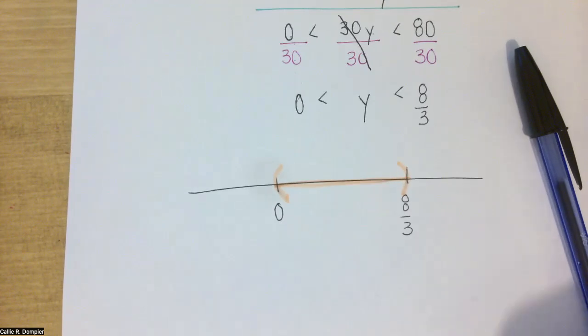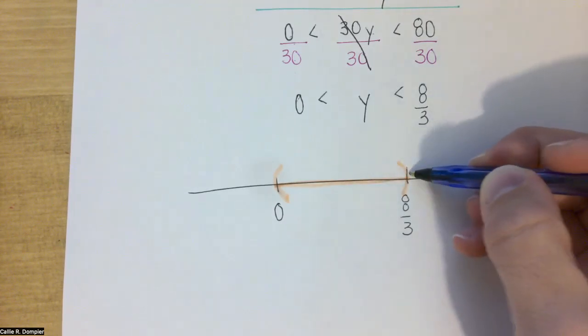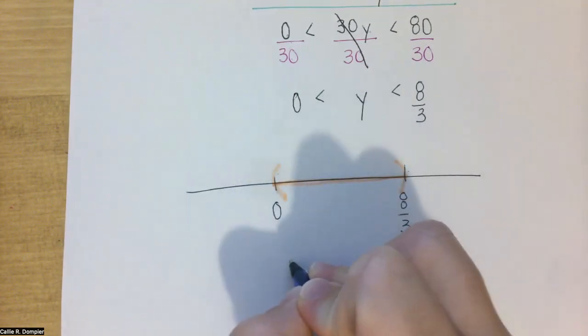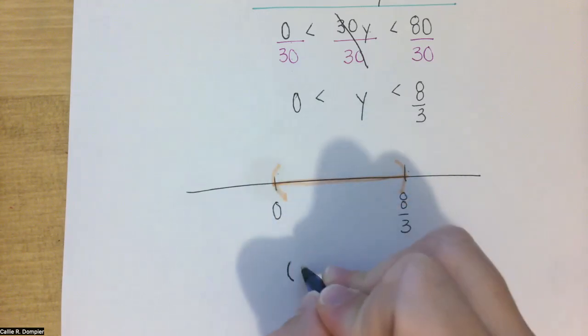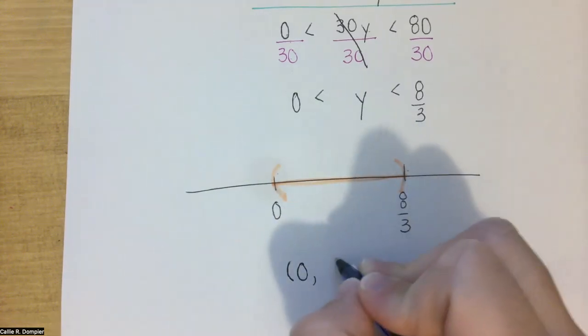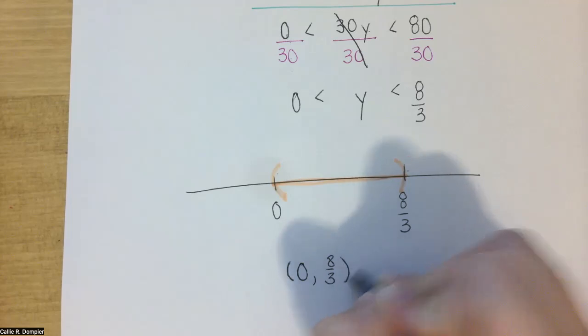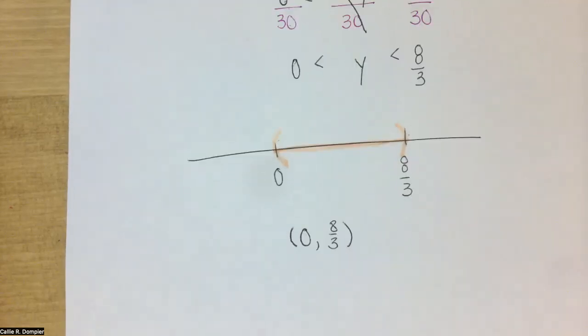And how would we write this in interval notation? I find it easiest to go from graphing to interval notation because I just take those same shapes. That shape started at 0, ends at 8/3, that same shape. So that's my answer. Between 0 and 8 divided by 3.